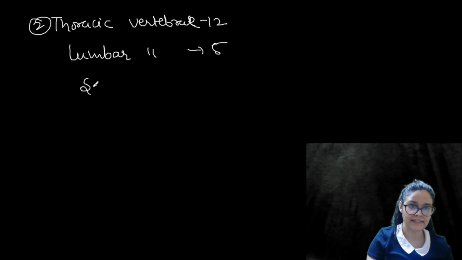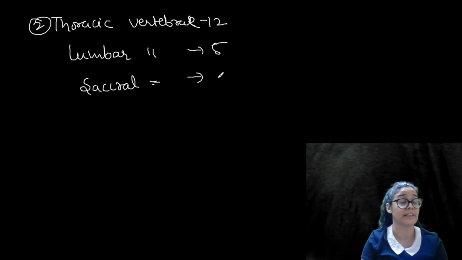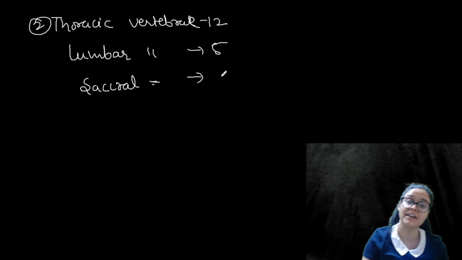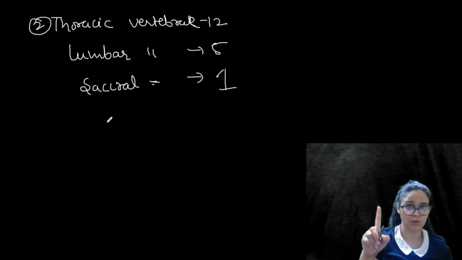The second type of vertebrae is thoracic, because it is present in the region below the neck, the thoracic region. These are 12 in number. Then we have lumbar vertebrae, which are 5 in number. Then the sacral: in the fetus or embryonic stage there are 5 sacral bones, but in our case they are fused, so there is only 1 sacral bone.